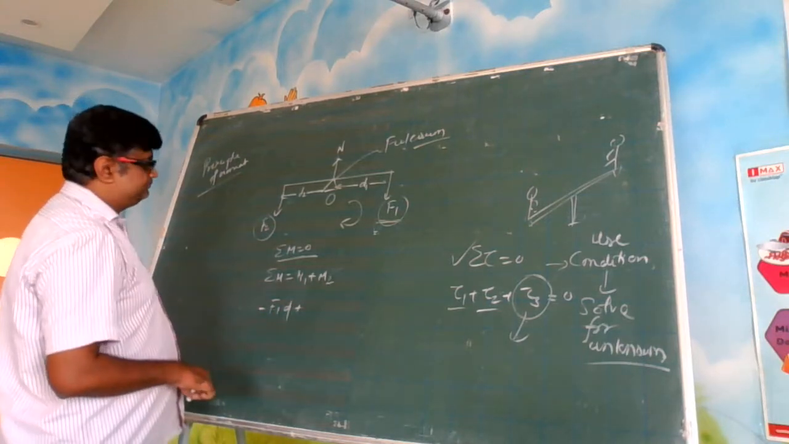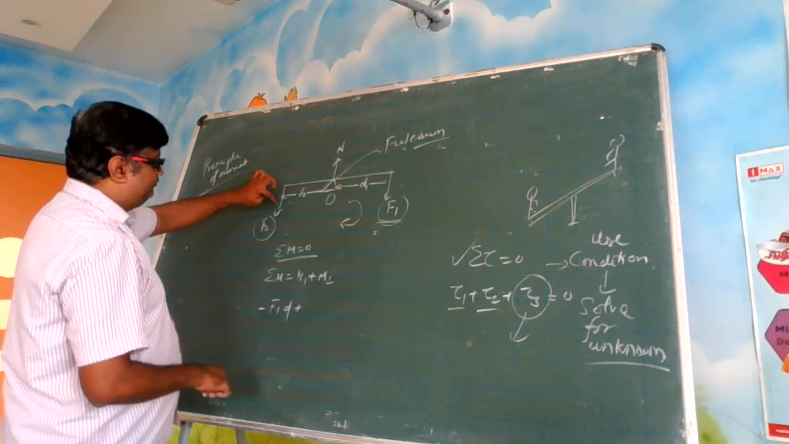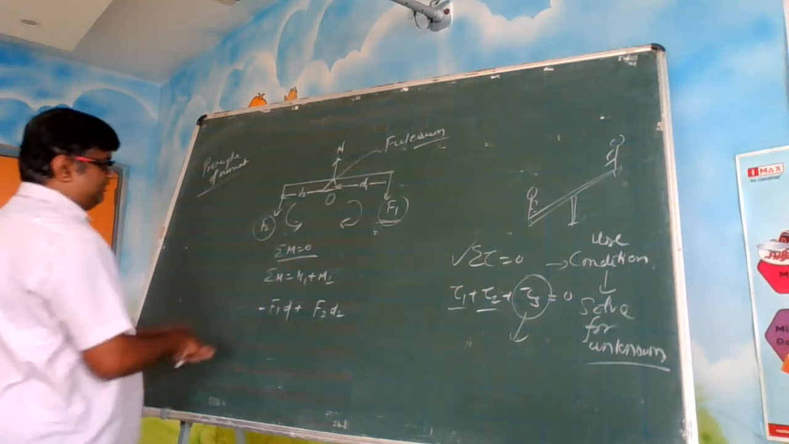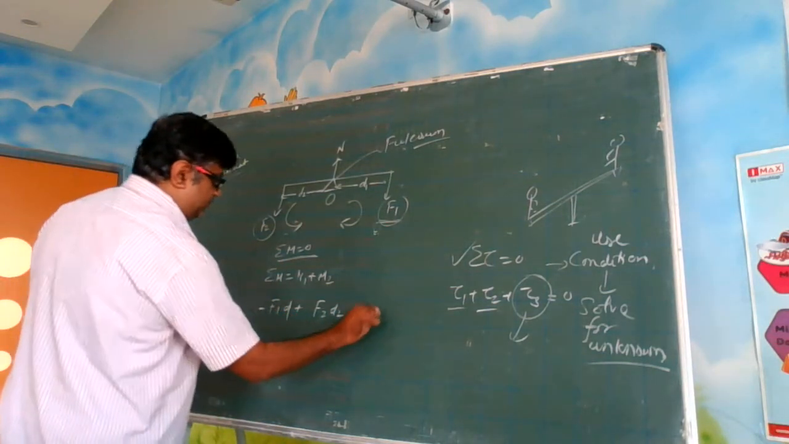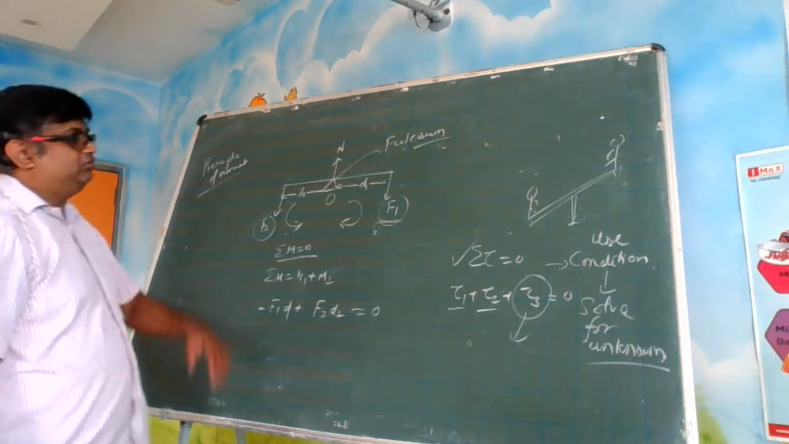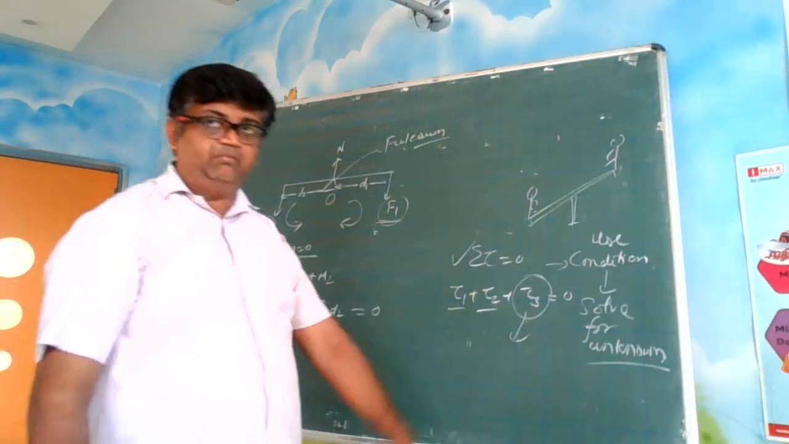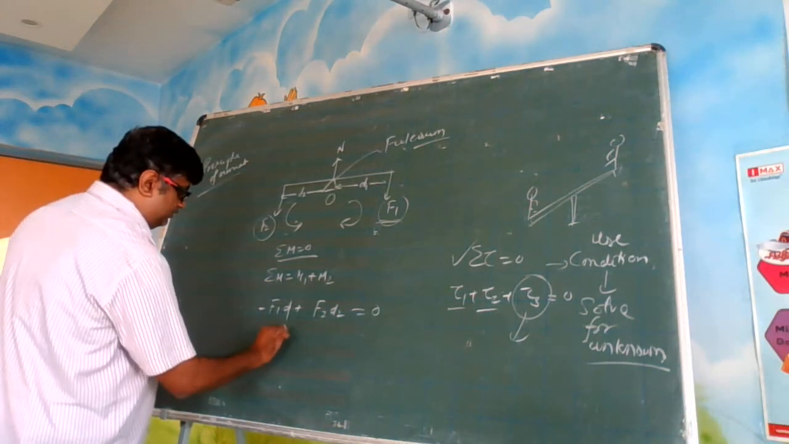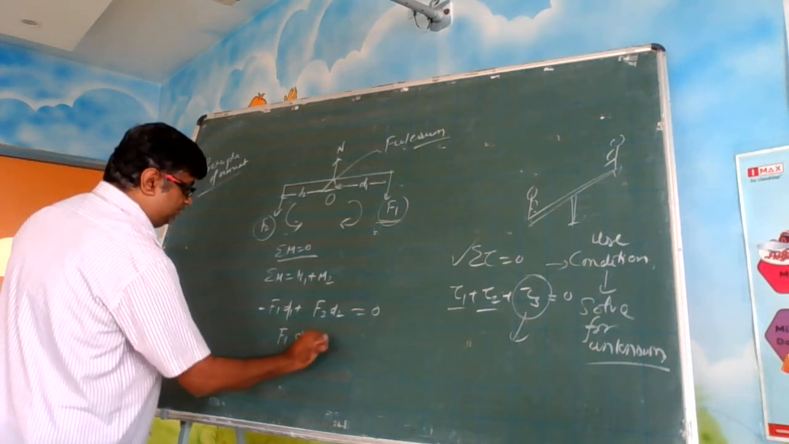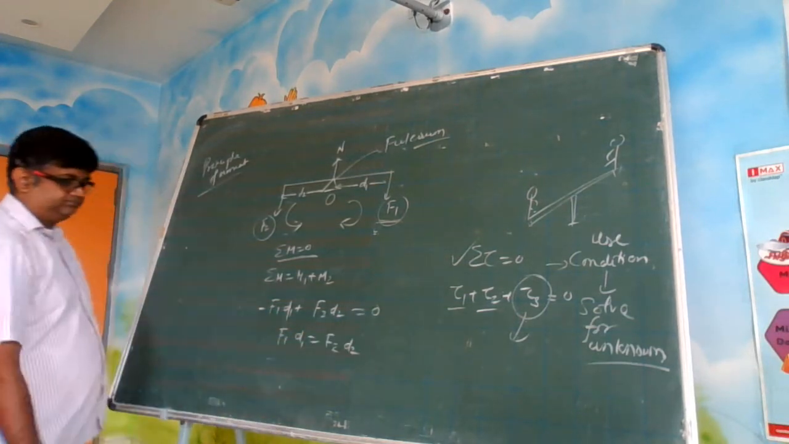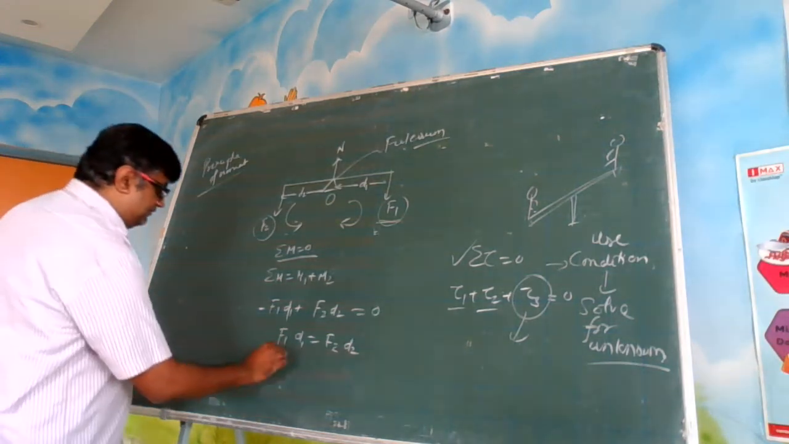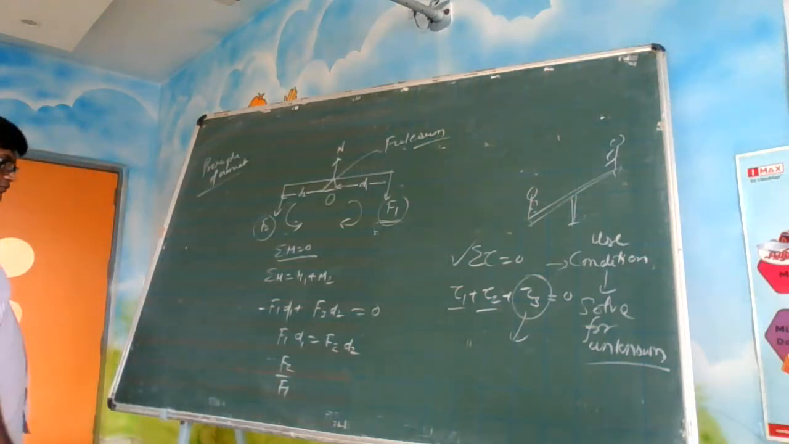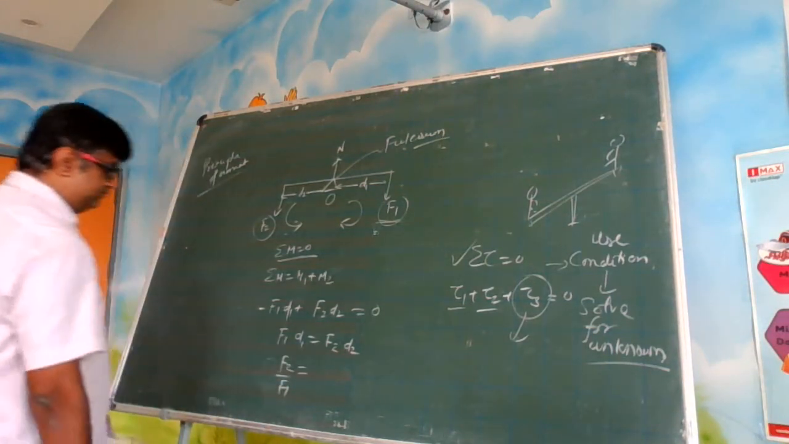Let us see this condition. M2, F2 into d2. How is the sense? It is like this, anti-clockwise, so it will be positive, equal to 0. So like this we can make use of the equilibrium conditions to find the unknowns. Okay. Now here what we are getting is F1 d1 is equal to F2 d2. Alright. So F2 by F1 I will say is equal to d1 by d2.